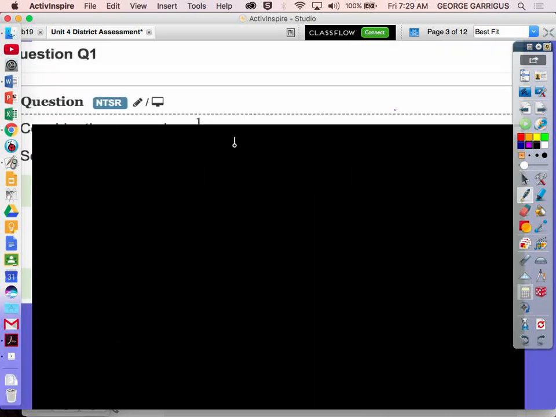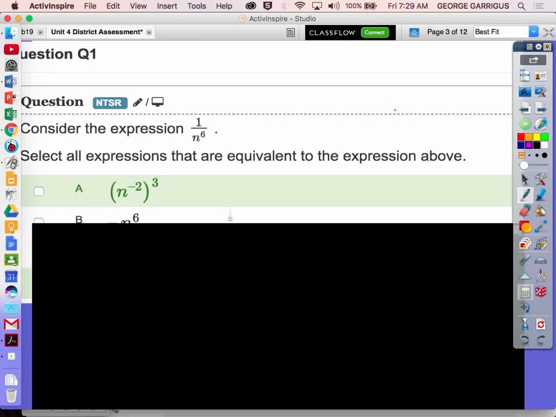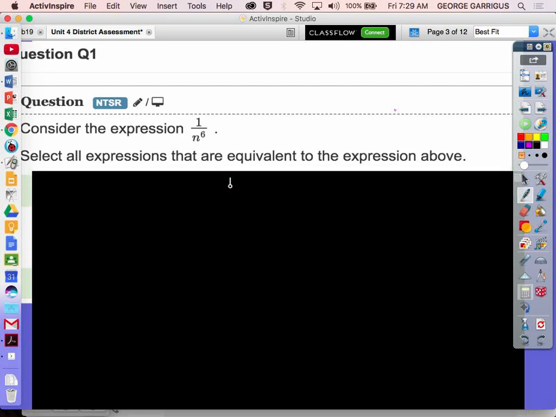Okay, problem 1. Question 1. Consider the expression 1 over n to the 6th. Select all expressions that are equivalent to the expression above. Well, some of the early things that we could quickly notice: this n to the 6th, which is in the denominator, we know that we could be moving it to the numerator as n to the negative 6. 1 over n to the 6 is equivalent to that. And then any combination thereof.